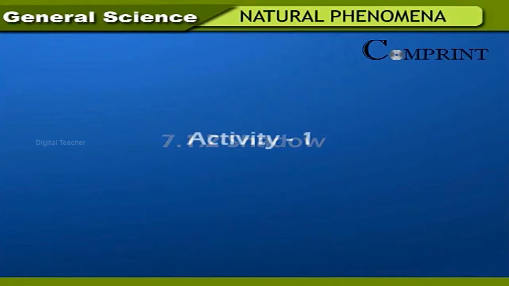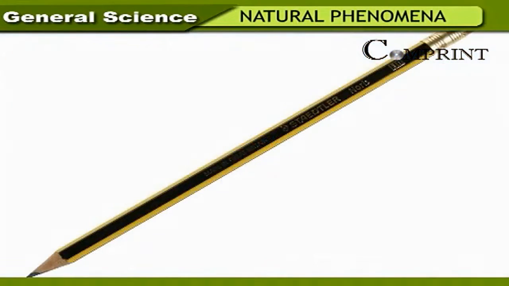Shadow. Activity. Take a pen, pencil, rubber, book or any such things and hold in front of sunlight to a certain height. Its shape is formed on the ground like a black spot. This is called its shadow. Sometimes objects can be traced using their shadows.